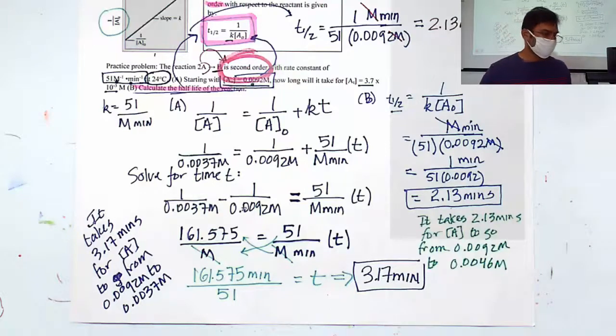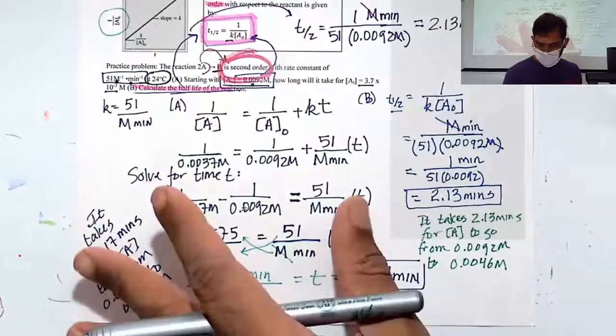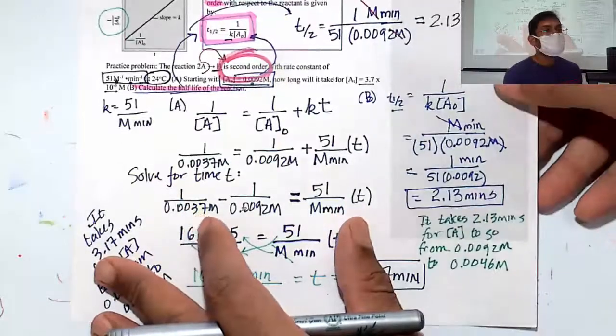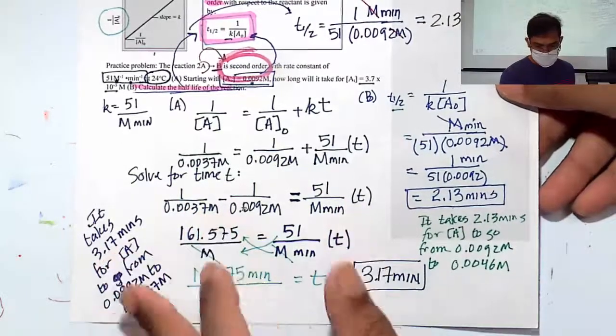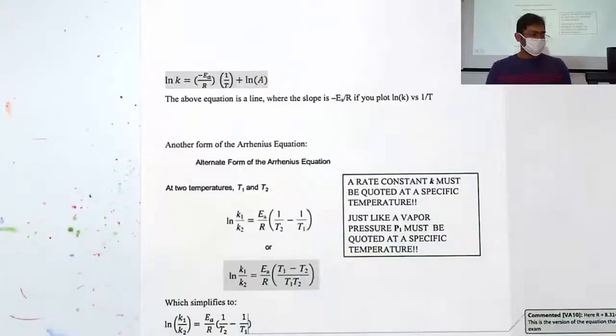Order or second order. So now let's get back to where we left off from our previous lecture, and that is the Arrhenius equation.